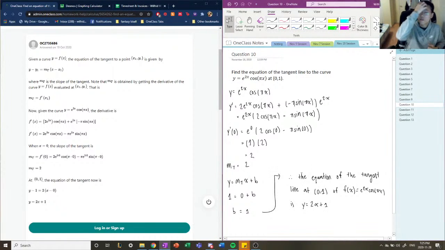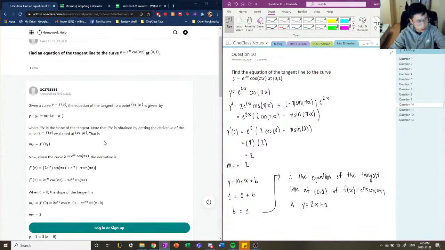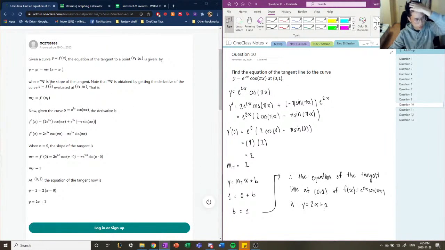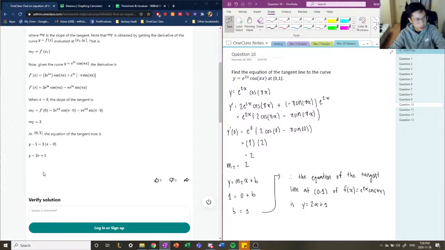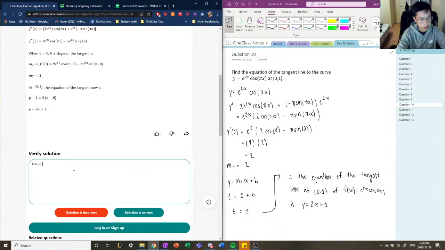So this is the equation of our tangent line to the curve. Alright, so the junior tutor also did the solution. They found the slope of the tangent line by finding the derivative of the function at the point x1. They solved for the derivative, they plugged in x equals 0 to find the slope, and then they just subbed it into the line equation and solved for b. So this solution is correct. Good job.